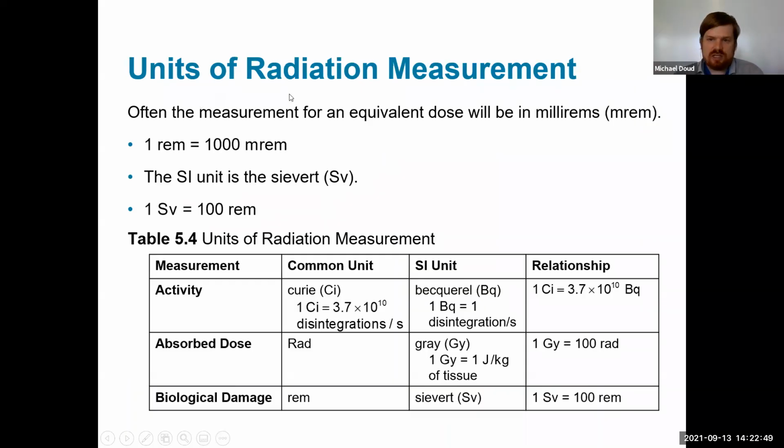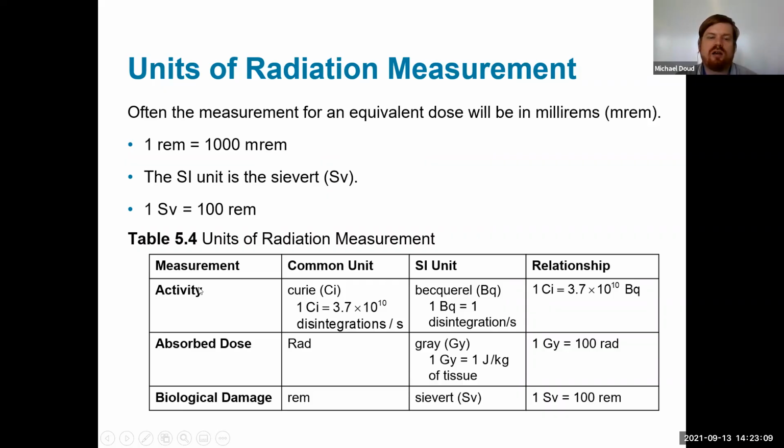wearing. So usually this is going to measure in terms of millirems. So 1 rem is, of course, 1,000 millirems. And 1 sievert is 100 rems. I know that's confusing, but I'm not going to be asking you to do these conversions. I just want to expose you to this information before you actually have some kind of problem.